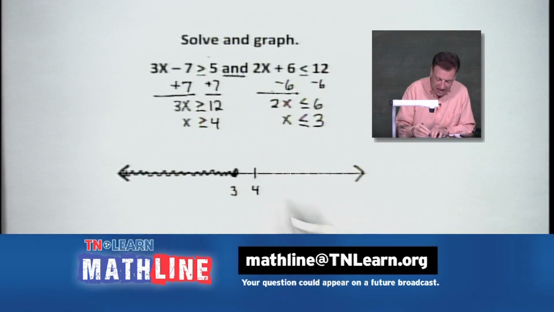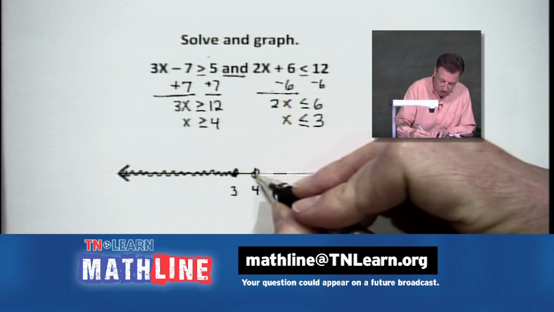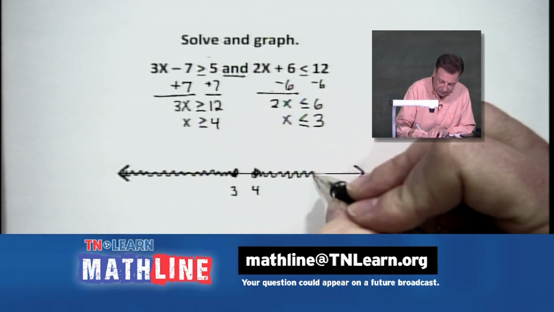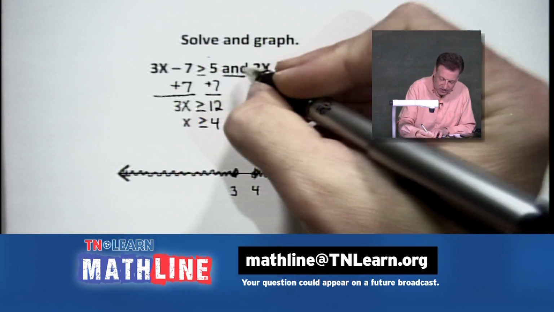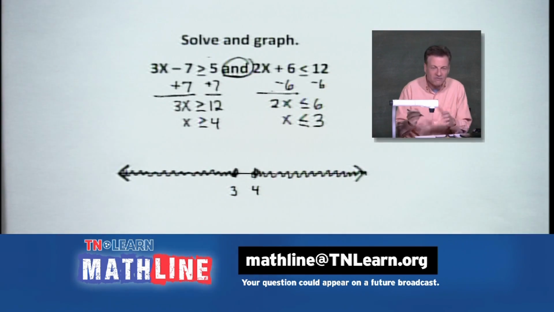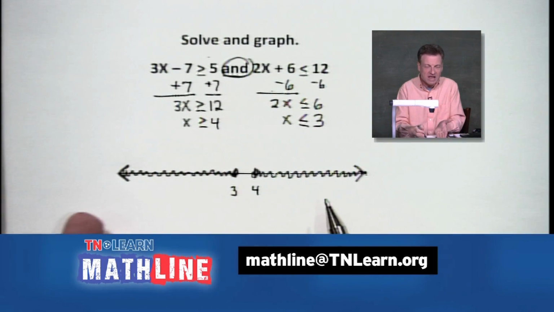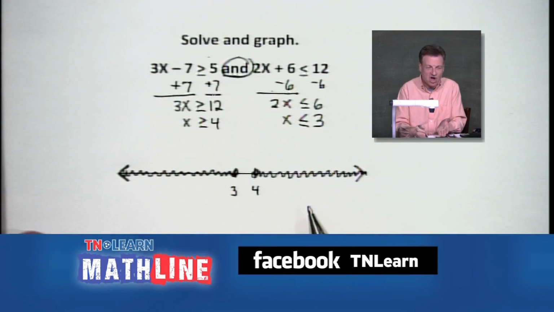We're shading to the left. Over here, we're going to close that circle and shade to the right. But remember what I said with an "and": we're looking for where they overlap. Where do these two graphs overlap, folks? They have no overlap. There is no common ground here.